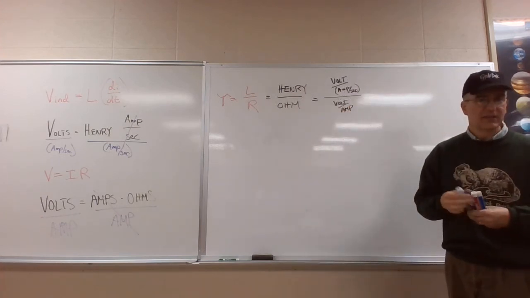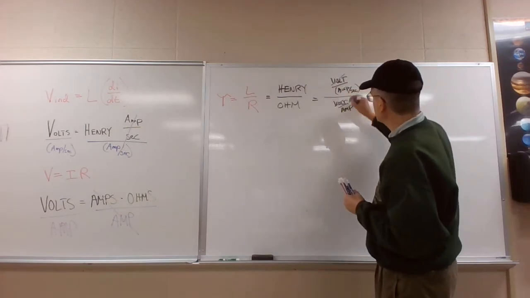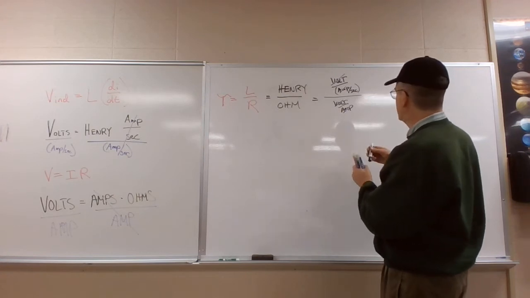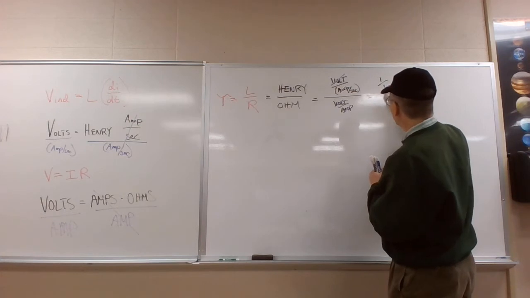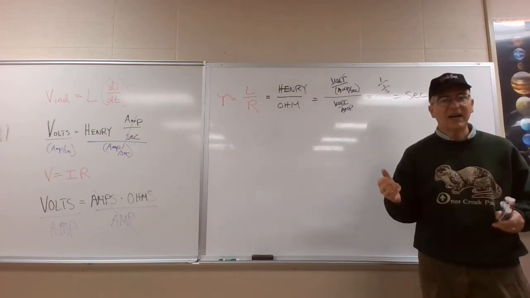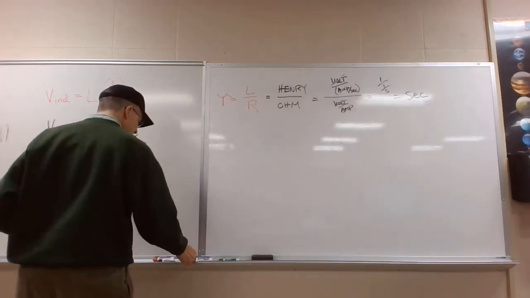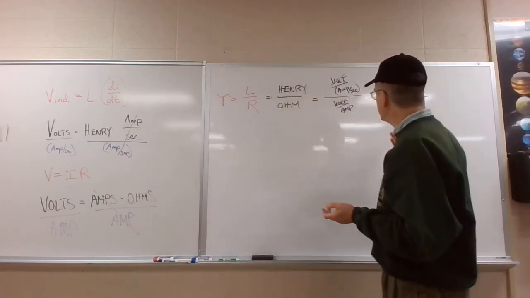There. So the volts cancel out, the amps cancel out, and what I'm left with is 1 over seconds, which is seconds. So that is how the time constant yields seconds in these example problems. That's why this comes out in seconds.